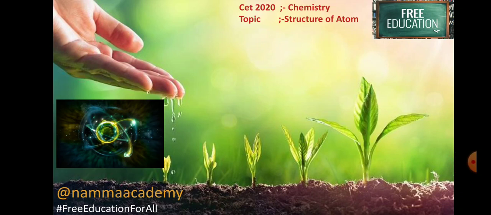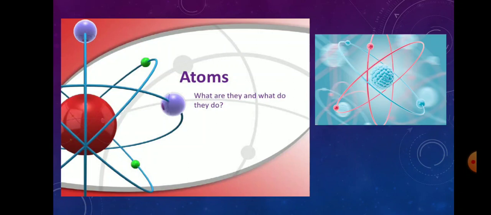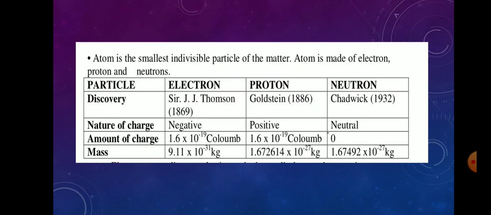Let us start with the subject chemistry and the topic structure of atom. Atoms. What are they and what do they do? This is a question which arises when we hear about the lesson structure of atom. Atom is the smallest indivisible particle of the matter. Atom is made up of electron, proton and neutrons.